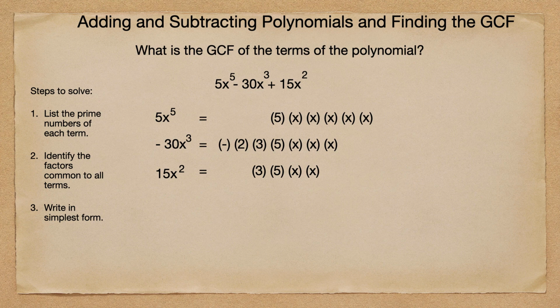What do they all share in common? They all share a 5 and 2 x's. We bring those down and we write in simplest form. 5 times x squared becomes 5x squared, which is our GCF.